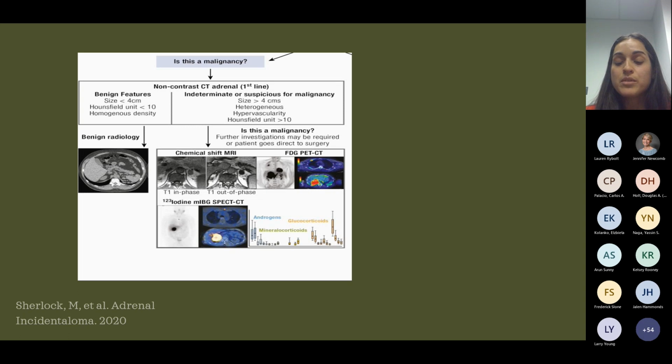The chemical shift MRI is going to rely on detecting intracellular lipid in the adenomas. So if we have a signal drop or loss in the T1 out of phase, that means presence of intracellular fat. Another excellent study that we can use is the PET-CT scan. And when we have an adrenal mass that is showing an uptake lower than the liver, then we consider this mass a benign lesion. The sensitivity for this study is around 91%.